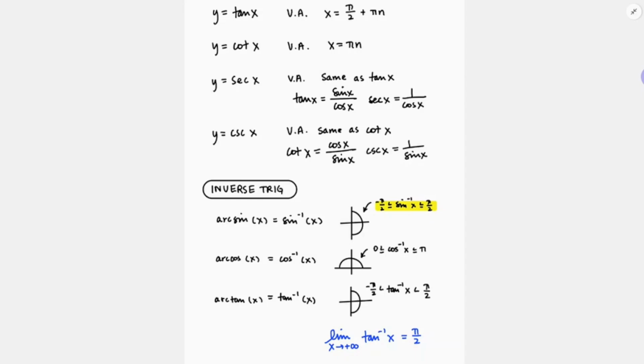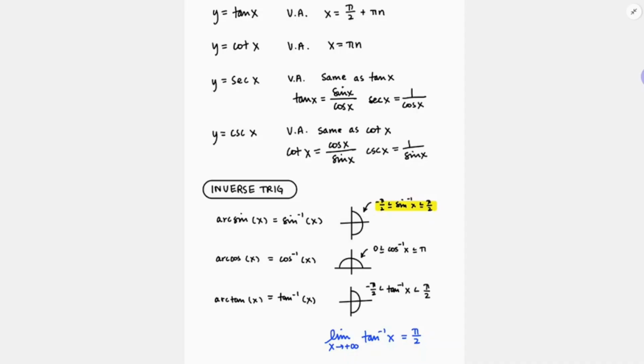Okay, remember that a vertical asymptote is caused by division by 0. Tangent is sine over cosine, so the vertical asymptotes of y equals tangent x are precisely the values of x that cause cosine to equal 0. That's pi over 2, 3 pi over 2, negative pi over 2, probably 5 pi over 2, values like that. And then for cotangent, secant, and cosecant, we can go with the same lines of reasoning and figure out what's going on there.